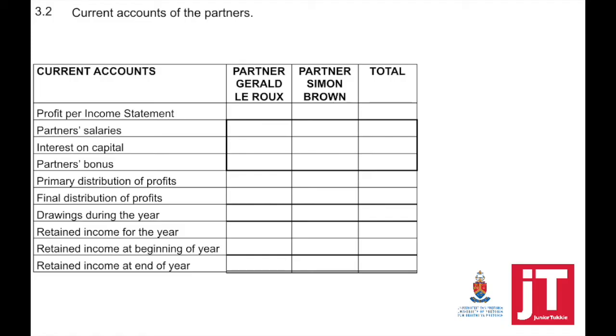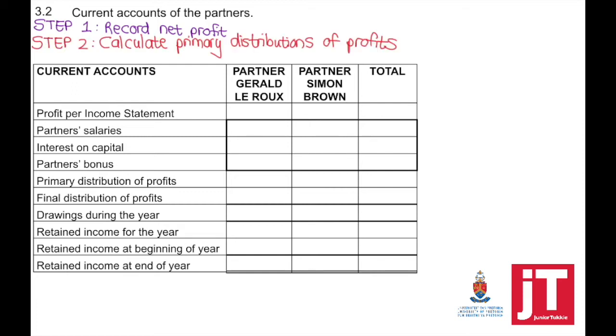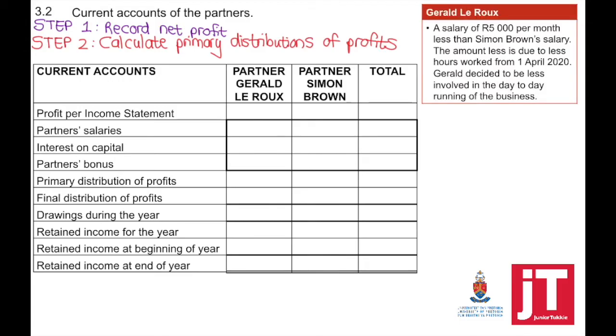Completing the current account. Step number 1 is record the net profit. But now, if you look at the information given, the net profit wasn't given to us, which means that we will need to calculate it later on. Step number 2 is calculate the primary distributions of profits, which means we now need to find out what is the partner's salary, interest on capital, and the partner's bonus.